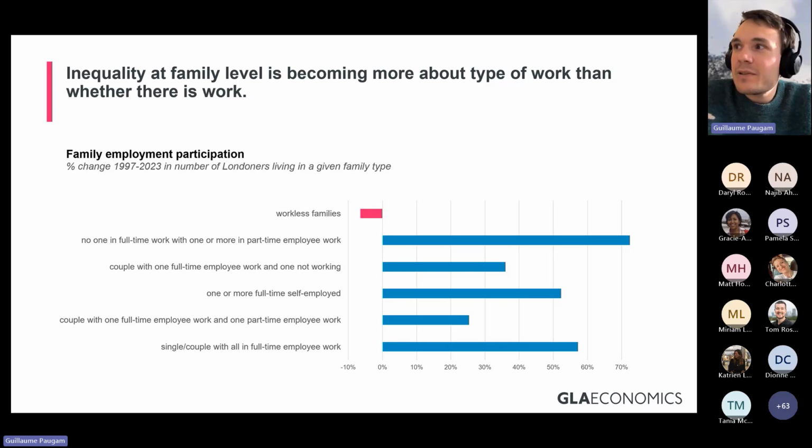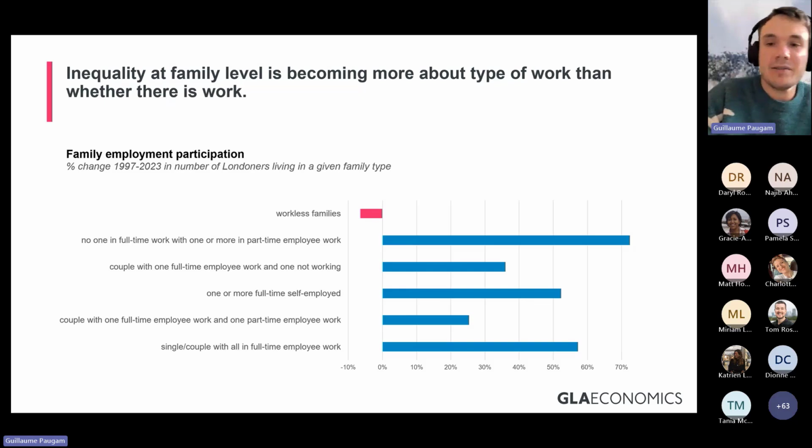So I flagged that because for a long time, and especially in the late 90s and 2000s, a lot of poverty policies and academic research were centered around this idea that there was a divide between workless households, workless families, and working families. And what I am trying to argue here is that I think that divide is becoming less relevant. Instead, the divide is what type of work do we find in families? Most families now are working. But it's really about the type of work.